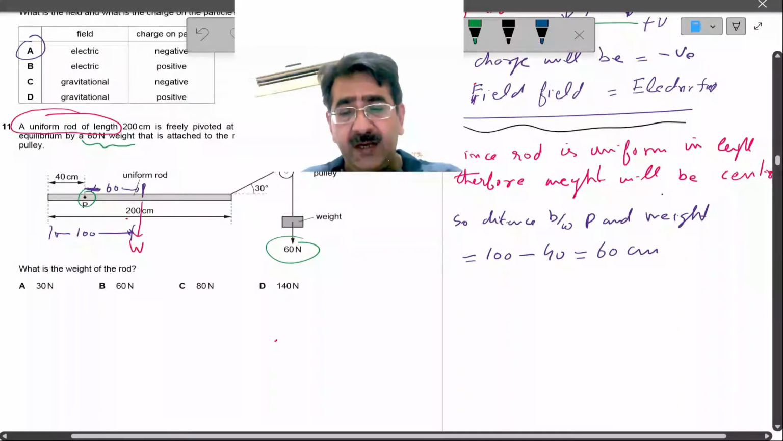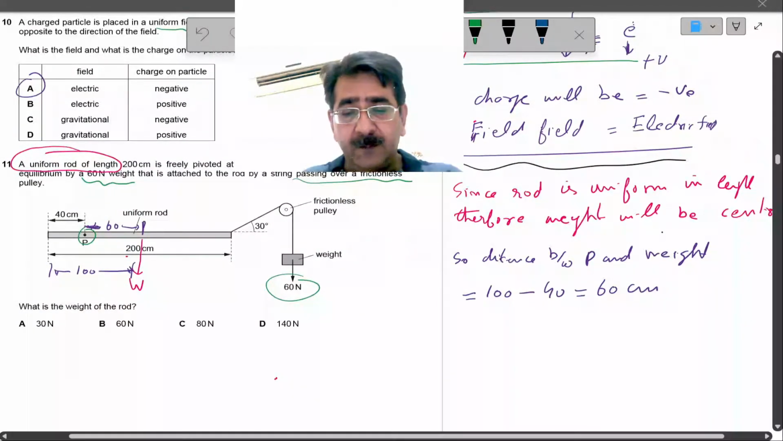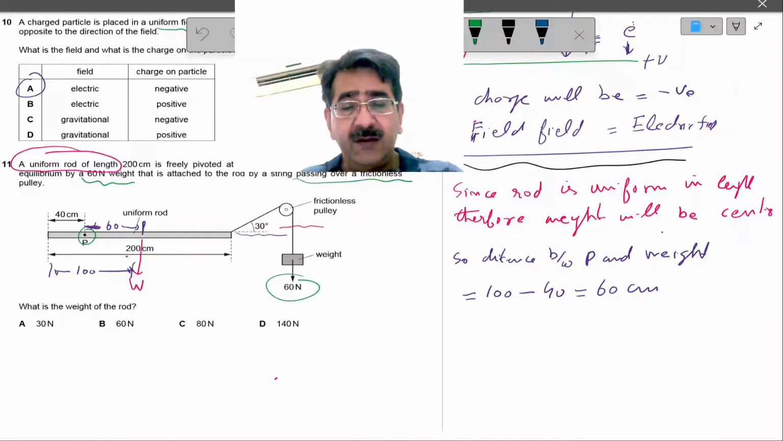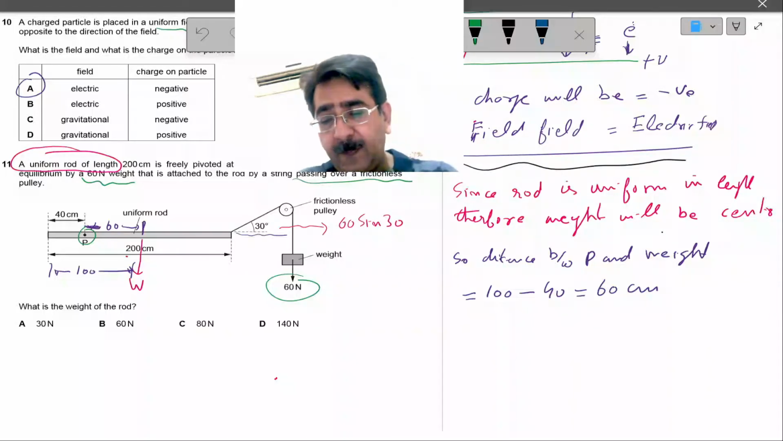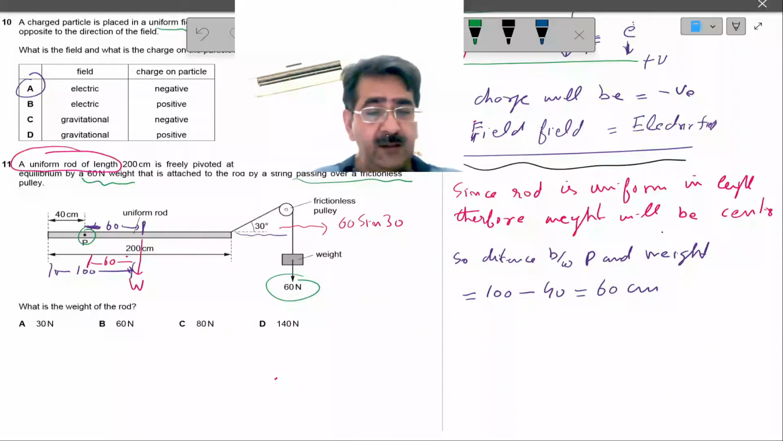If we consider the component in front of the angle, that will be sine theta. So that will be 60 sine 30. Always remember that it is 60 centimeter.